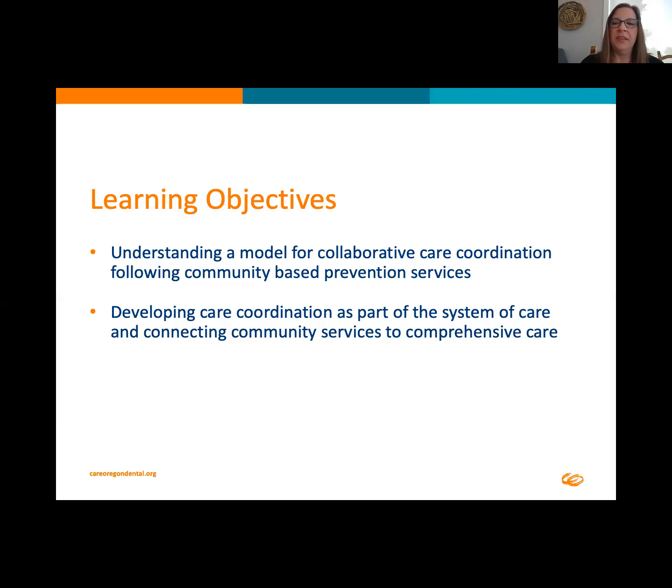Just to touch base a little bit, we really just want to focus on care coordination in follow-up to community-based prevention services. And so really thinking maybe about school-based sealant programs as an example of that, and I'll use that thread throughout the presentation, but it really could be any type of community-based prevention services you might be offering in a very variety of settings. And really also thinking about that follow-up care coordination being part of your system of care when you go out into the community. Next slide.